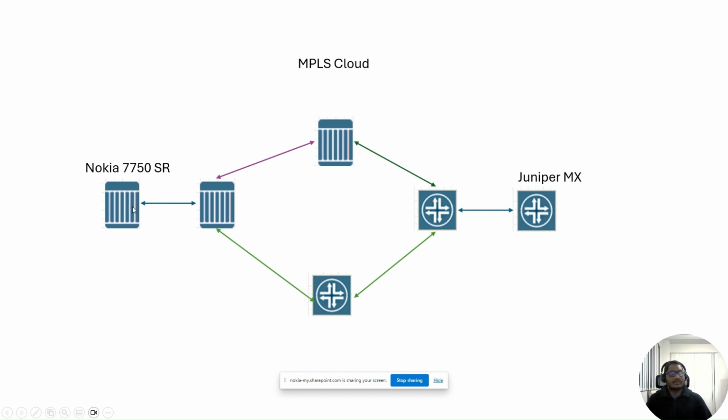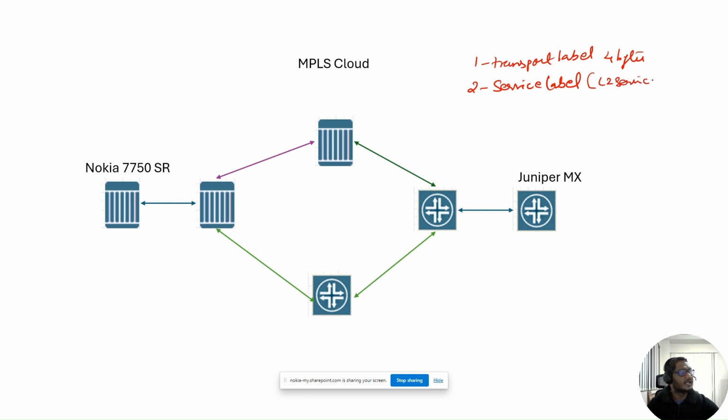Basically, in the topology, one side will be a 7750 SR and the other side will be a Juniper MX, with an MPLS cloud in between. To start, we need two types of labels. One is the transport label in the MPLS, which will be 4 bytes, and next is the service label to identify the L2 services between the PE routers.